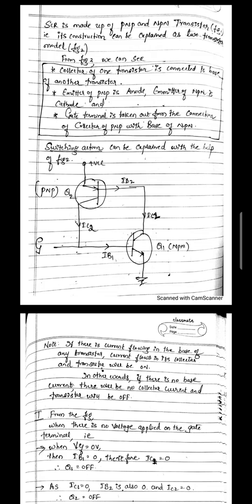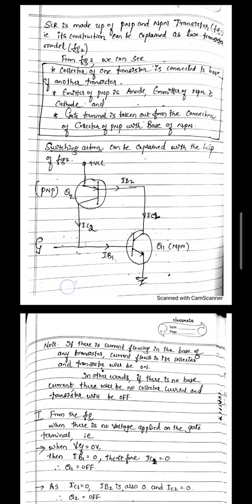Yes, I'll continue here with the switching action of the transistor, which was half done in the previous video. We were discussing how the SCR is going to be on and off using this two transistor model of SCR. Here I explained how Q1 will be off and Q2 will be off, and how the SCR is going to be off, that is when there is no base current.